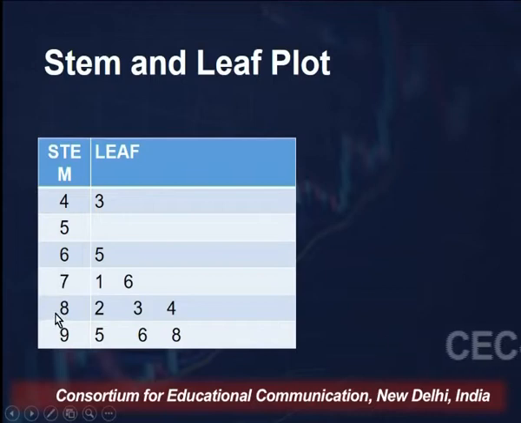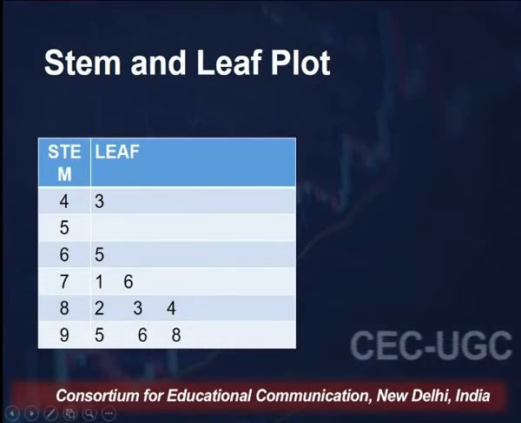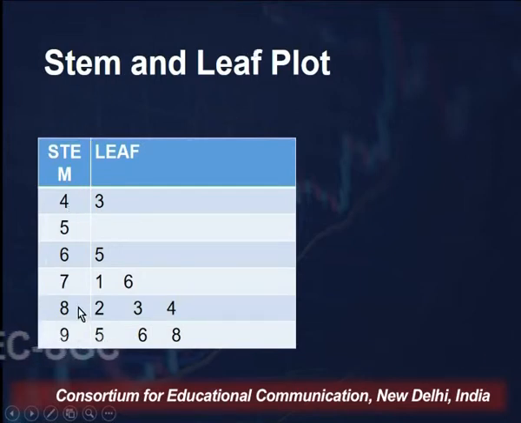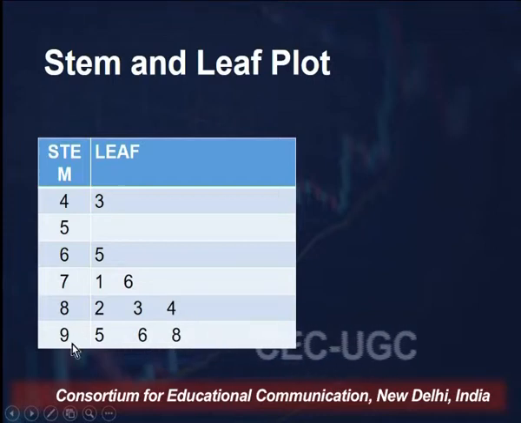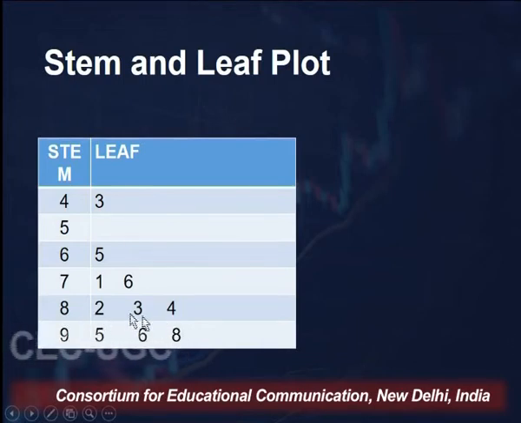Similarly, as I had already mentioned, there are 3 numbers in the 80s: 82, 83, 84. So I put the stem as 8 and I put the leaves as 2, 3 and 4 in front of it. Similarly, for 9, I put the leaves as 5, 6 and 8, and they should be in order, because we have arranged them in increasing order, so they are coming in a very proper form.